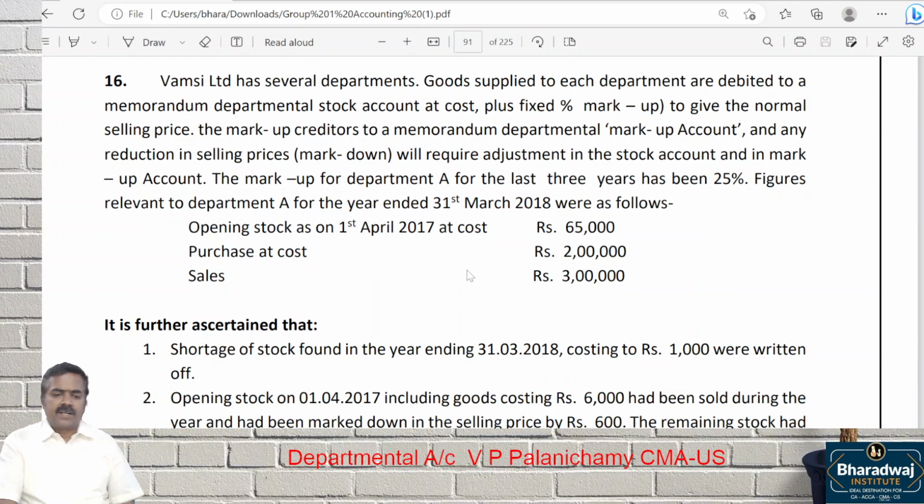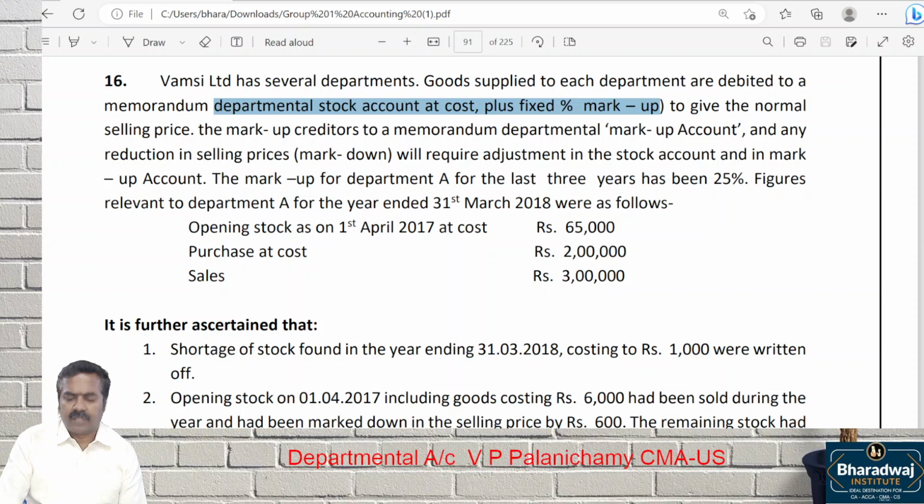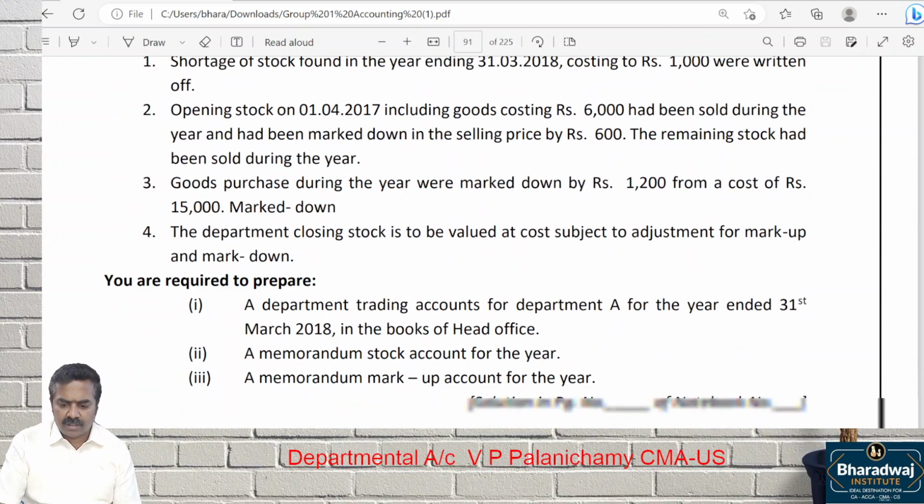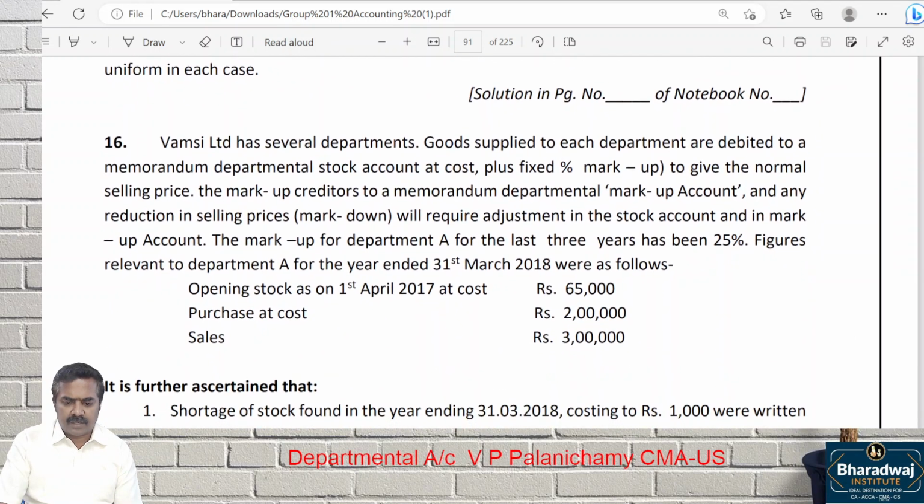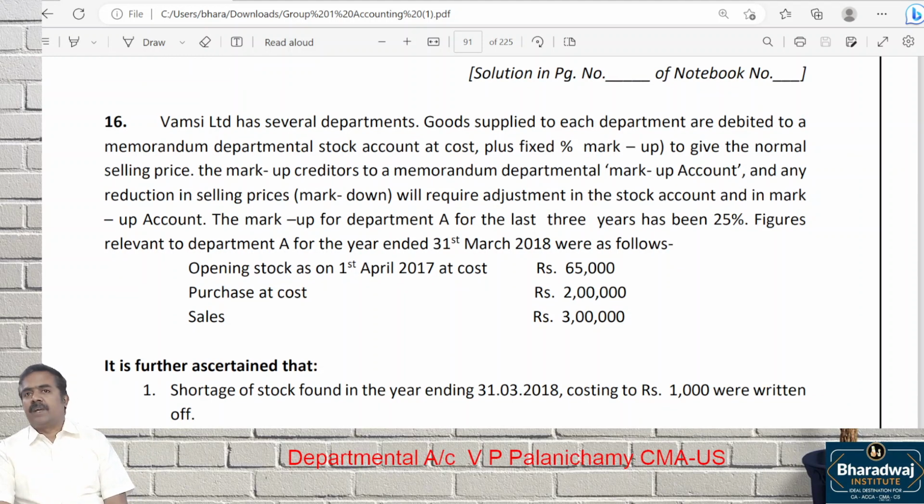Vamsi Limited has several departments. Goods supplied to each department has been debited to memorandum departmental stock account at a fixed markup. Page number 90. At a fixed markup is given. Wait. Read this question. First three paragraphs explain the theory of markup and markdown. Nothing to do with the solution to the question.